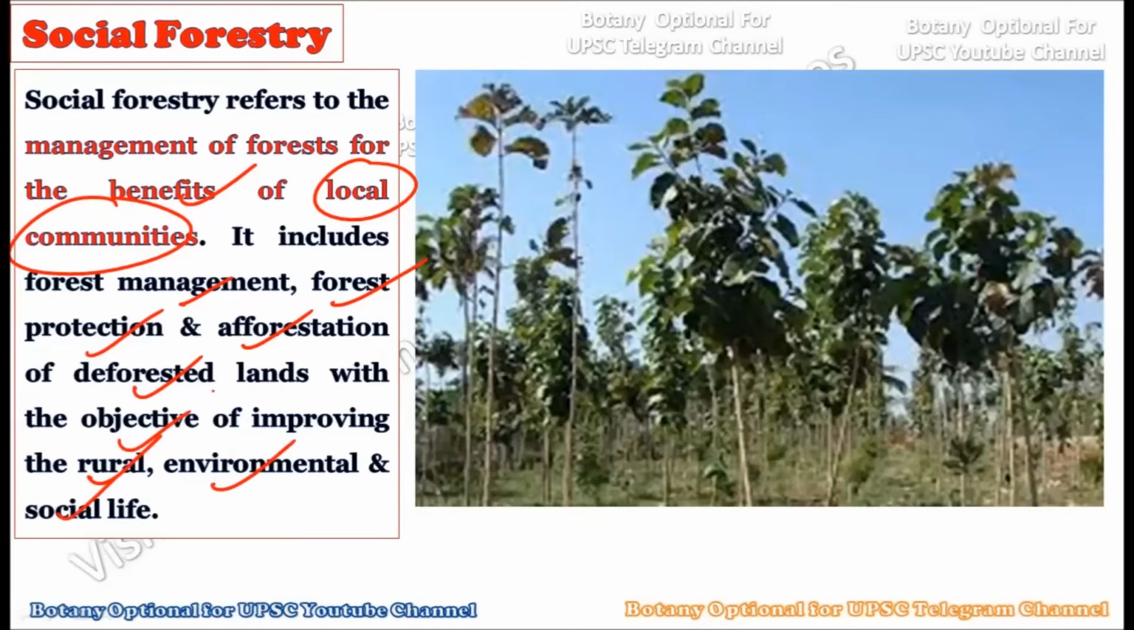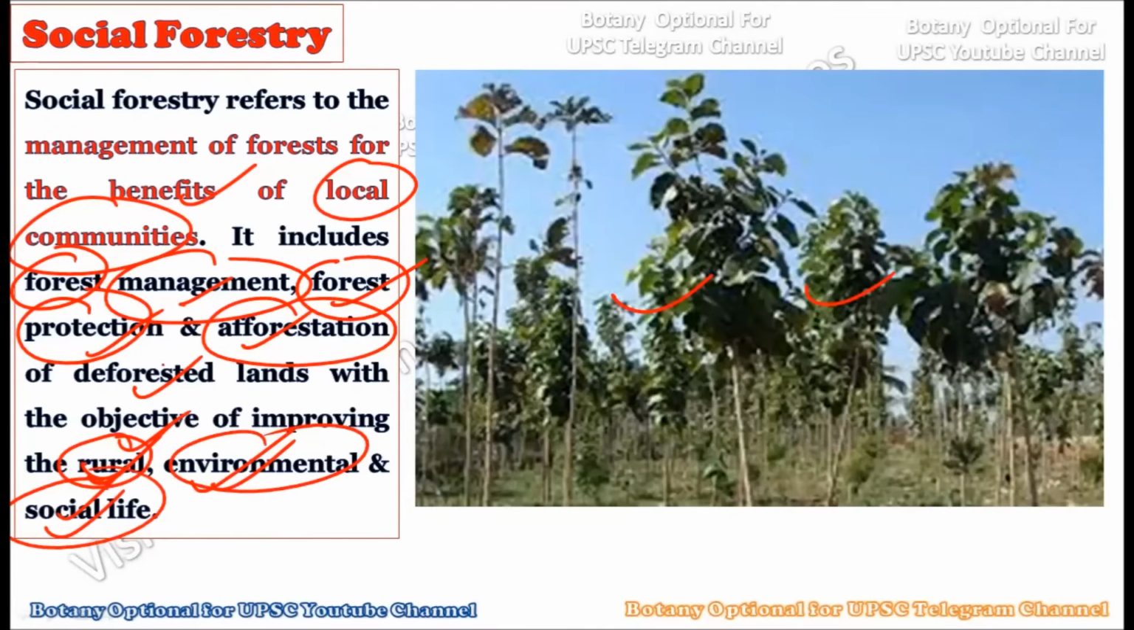So basically what we do in social forestry is manage the nearby forest, try to protect that forest, and also do things like afforestation or reforestation for the purpose of improving rural life, environmental life and social life. All these kinds of life should get improved through this program. This is the ultimate objective of social forestry. So we do social forestry for the benefit of local people, and not only does it benefit the local people, it is also very helpful from the environmental and social life point of view.